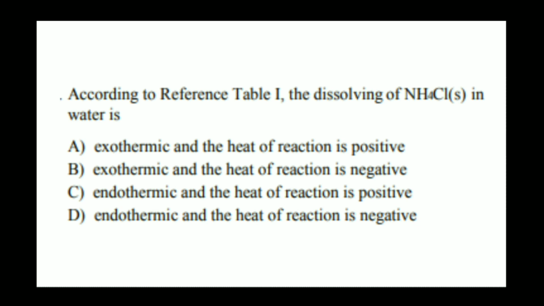Find the dissolving process for ammonium chloride on table I. Dissolving in water is found on the bottom third of reference table I. Use the delta H to figure out if the reaction is endothermic or exothermic.